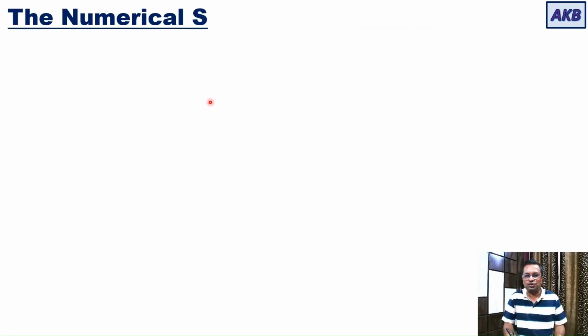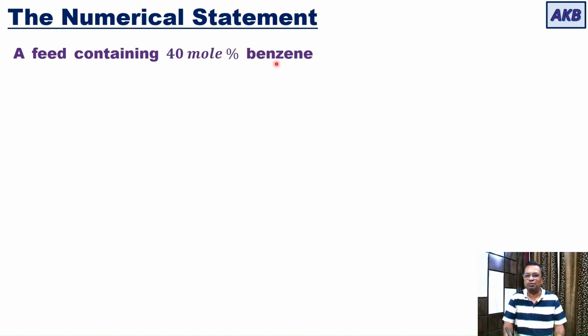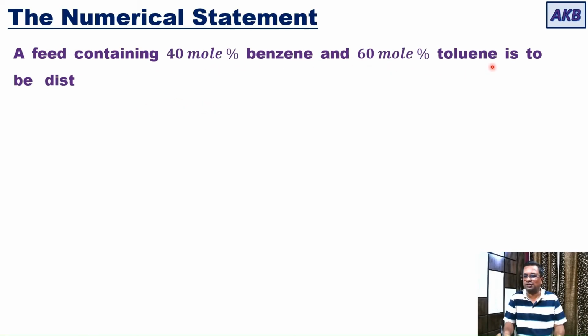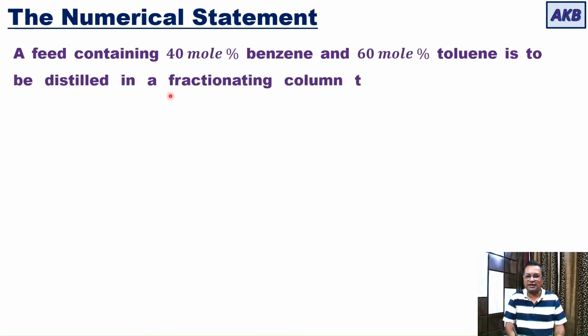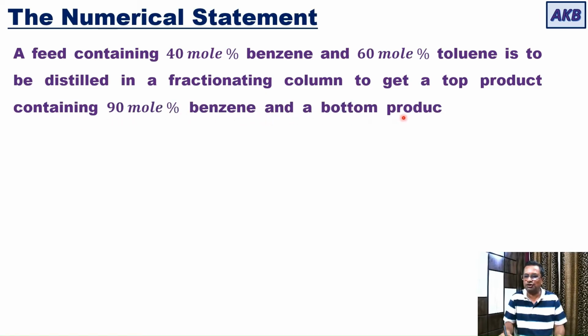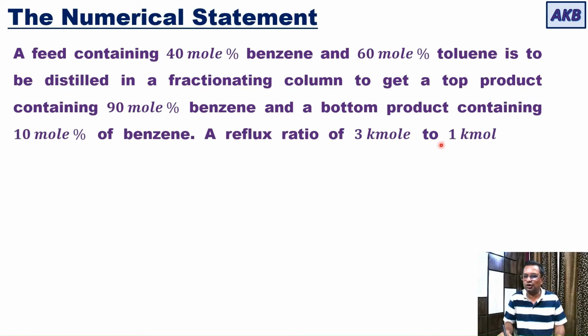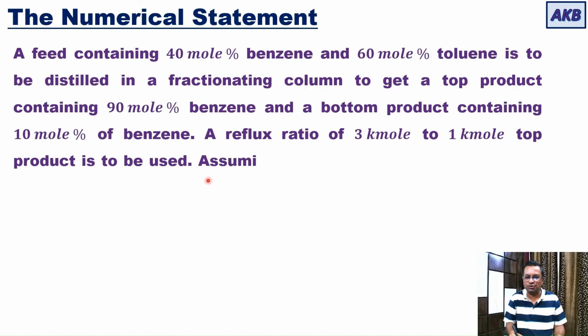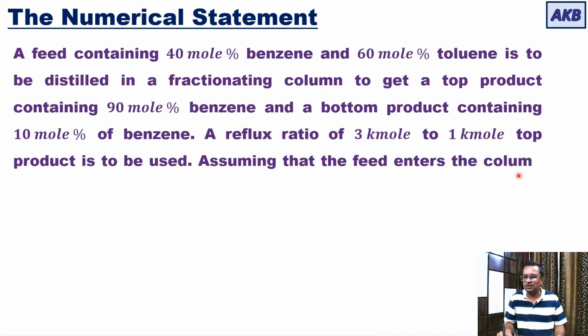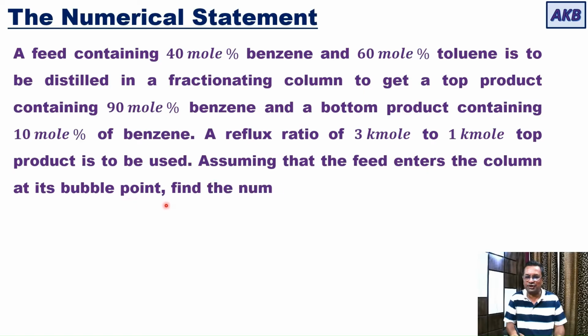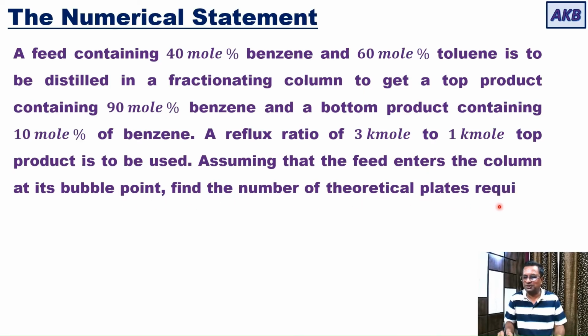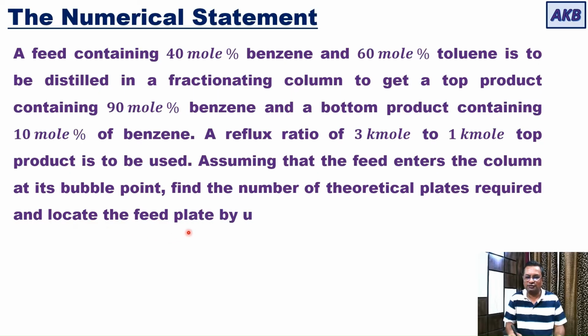To begin with, we are going to look at the numerical statement. You have a feed containing 40 mole percent benzene and 60 mole percent toluene, which is to be distilled in a fractionating column to get a top product containing 90 mole percent benzene and a bottom product containing 10 mole percent of benzene. A reflux ratio of 3 kilomole to 1 kilomole top product is to be used. Assuming that the feed entering the column is at its bubble point, find the number of theoretical plates required and locate the feed plate by using the Lewis-Sorel method.